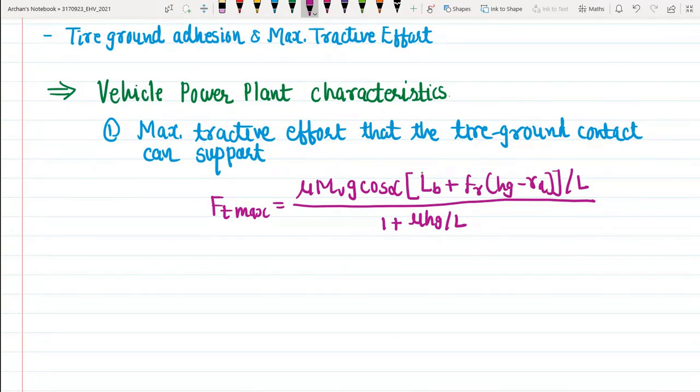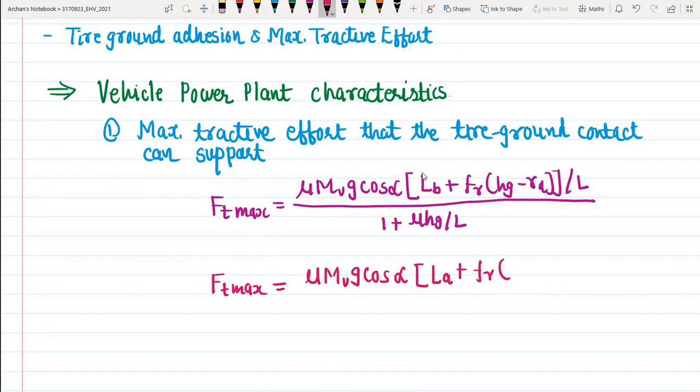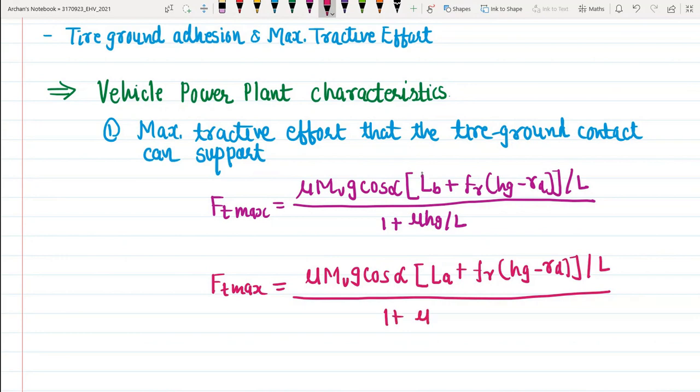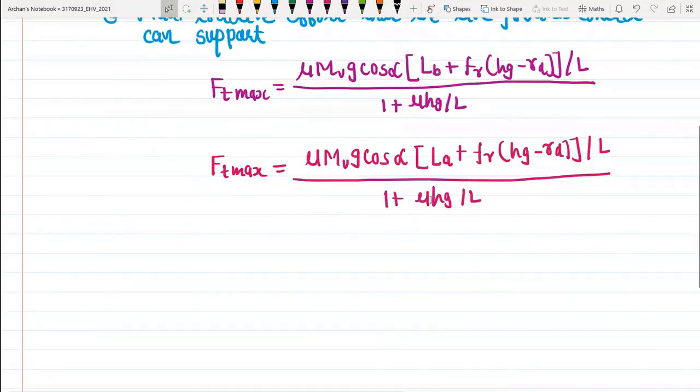Similarly, when a vehicle is driven with the rear wheel, there was also an equation which we derived. In that case, the maximum tractive effort is given by mu mvg cos alpha into La plus Fr Hg minus Rd, divided by L, upon 1 plus mu Hg by L. So this is our first limiting factor to the maximum tractive effort.